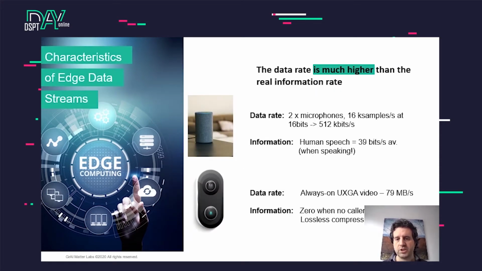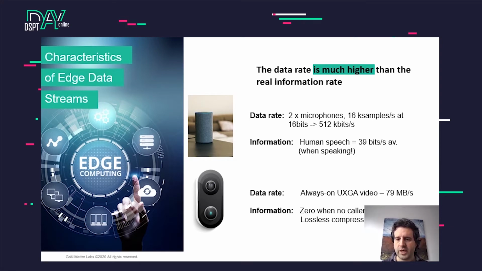An observation about these systems: I told you that these systems have long streams of input data that is always on, that is continuously arriving. Although a lot of data arrives, the actual information content of that data is relatively low. If we're interested in human speech and we look at the data that we receive from microphones, in a typical setup you'll get 512 kbits per second from your microphones, but the actual information content of that stream is only 39 bits on average when somebody's speaking. When somebody's not speaking, the information content is 0. The same thing happens for cameras.